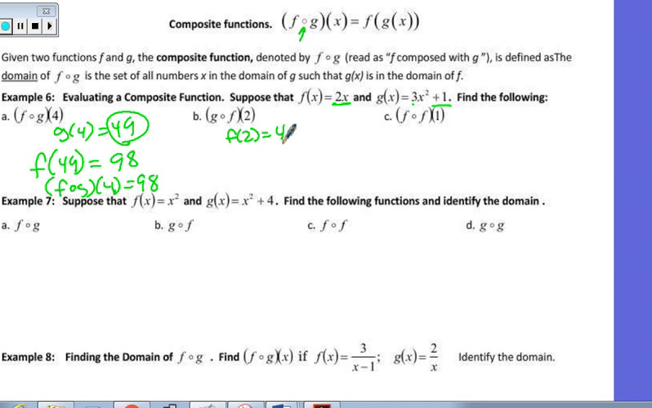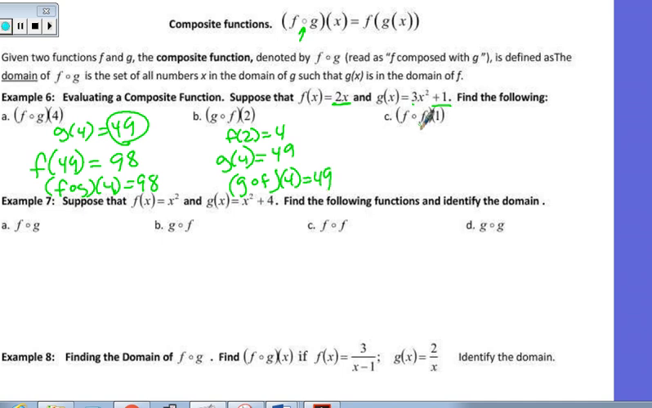Now we're going to use this output as our input for g. So what's g of 4? Again, I put 4 in here, we get 49. So g of f of 2 is equal to 49.